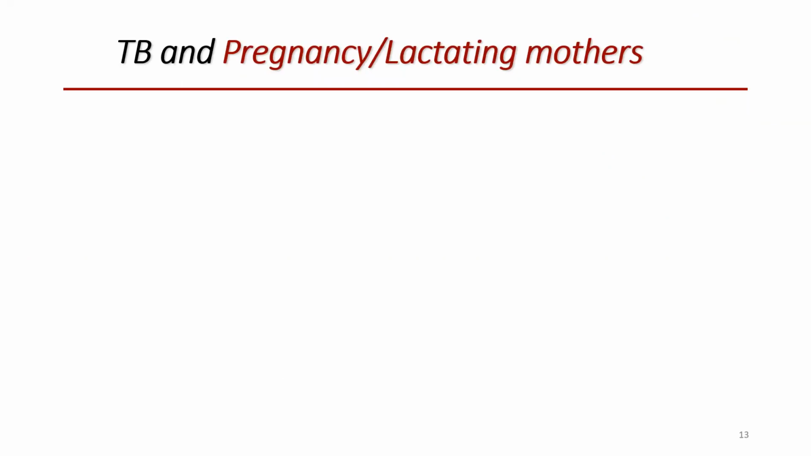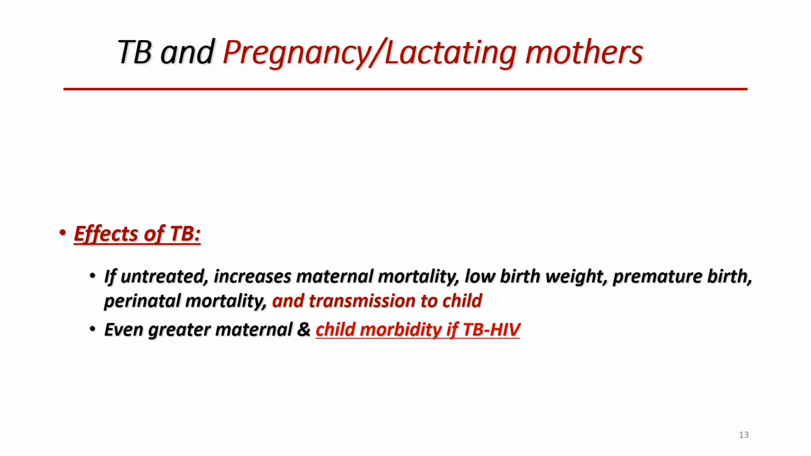Now, what about lactating women? Just as a reminder, you remember the effects of TB that we highlighted in the first slides. If TB is untreated in pregnant women, it increases mortality in those women, and they deliver babies with low birth weight. They might deliver premature babies, and those babies might die, or they might get TB from their mother. So TB has a greater maternal and child morbidity if there's co-infection with HIV. If a patient is co-infected with TB and HIV and pregnant, there is a high mortality for both the mother and the child.